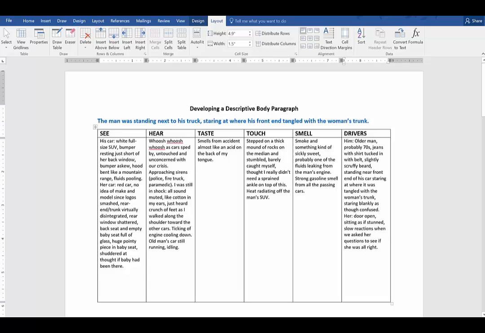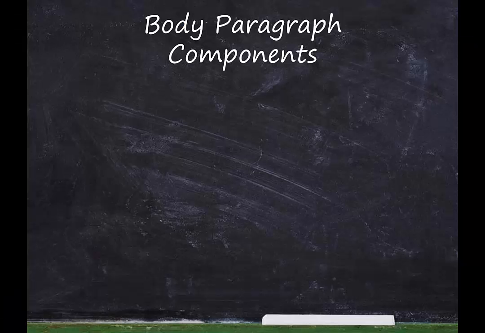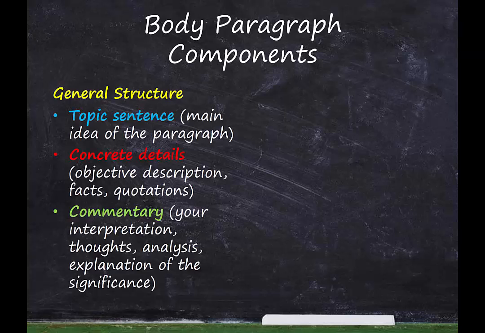All right, now I have lots of ideas to help me start writing the paragraph. I probably won't use all of them, but I have lots of stuff to work with. So let's look at one last thing before I actually write it. Remember this? Each paragraph needs to have a topic sentence, concrete details, and commentary. So let's go back to my brainstorming and color code it real quick.